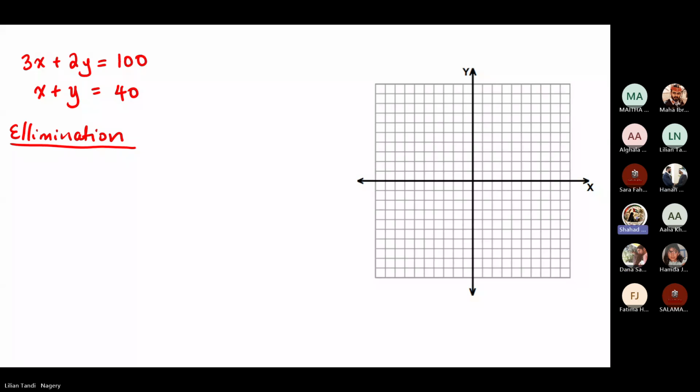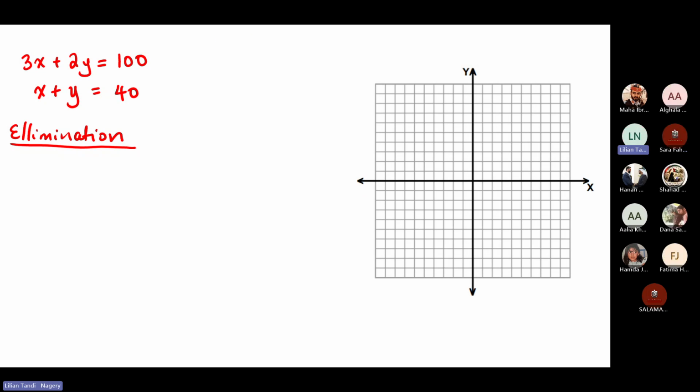Yes, Miss. Okay. Now, for me to eliminate, I need to choose a variable I want to make have the same number, and it has to be the same variable. Are we together? Right now, here x is not the same number. Here is 3, here is 1. Here y is the same thing. Here is positive 2, here is positive 1. Are we together? They are not the same number. I need to choose one of them and make the same number and the same variable.